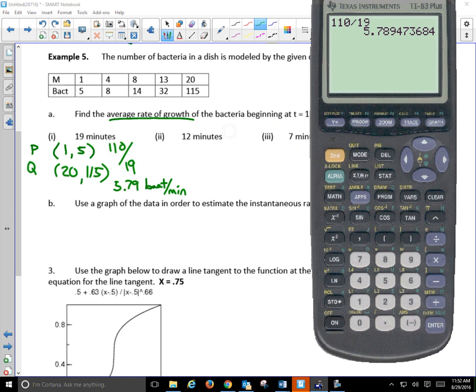For number 2, does point P change? No, point P is 1.5. Does point Q change? Yeah, to what? 1332. Go ahead and please finish off the chart.